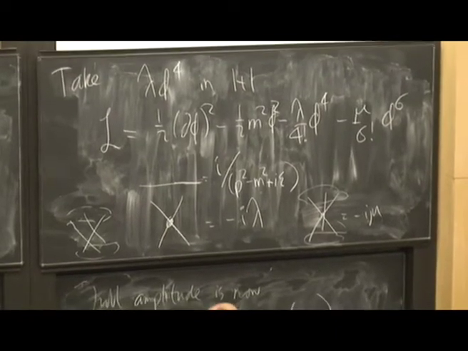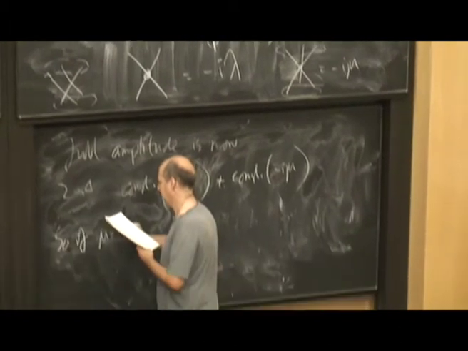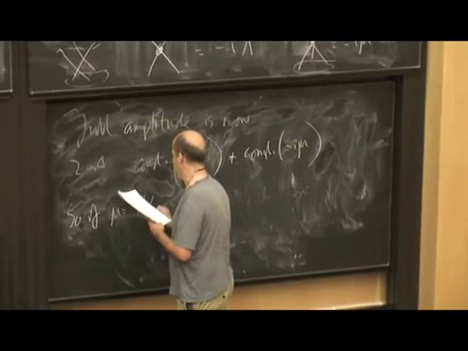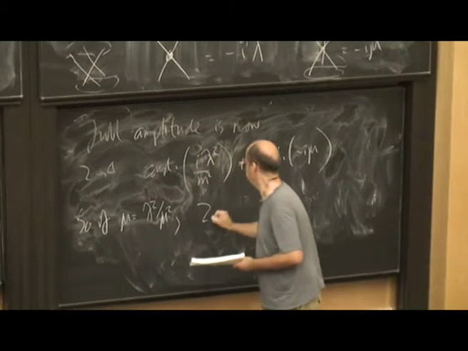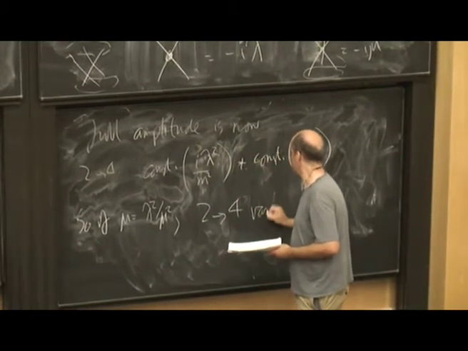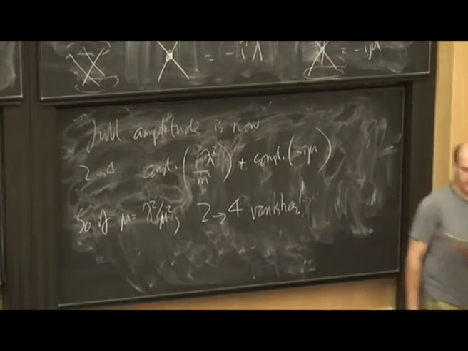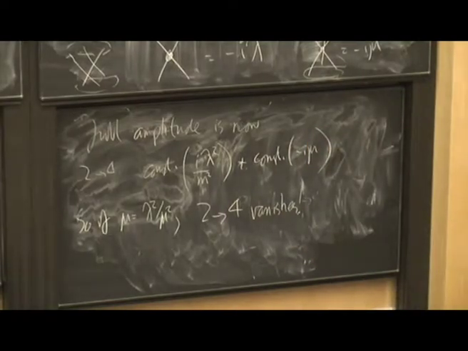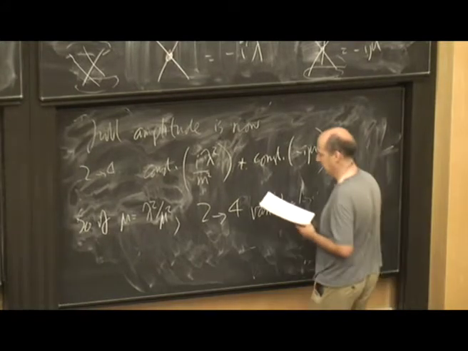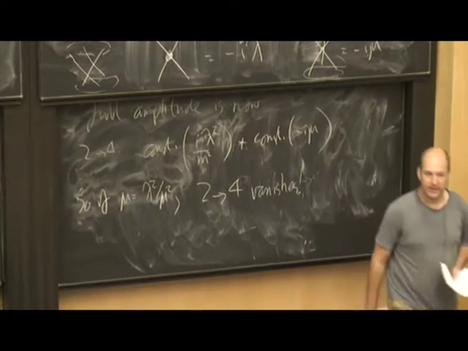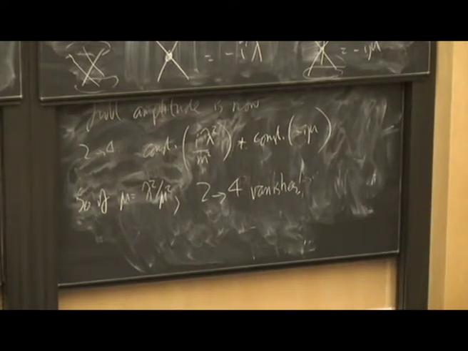So if mu is equal to lambda squared over m squared, then 2 to 4 vanishes. Okay? So now we've got a theory where if we take 2 particles, no matter how hard we hit them against each other, at least at tree level, we never produce 4 particles in the out state, which is not like what you see at CERN. It's not like what a standard quantum field theory would do. So 3 to 3 is not enough.